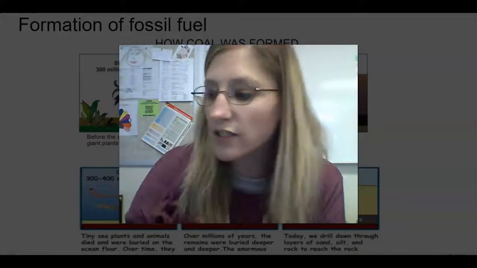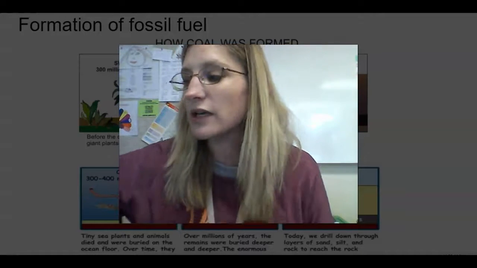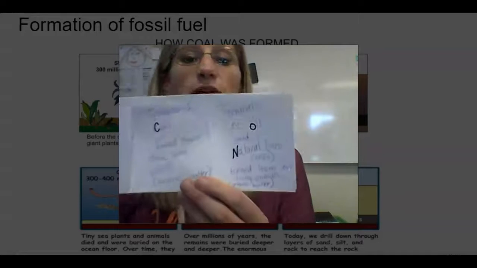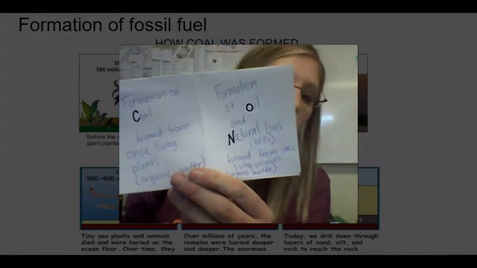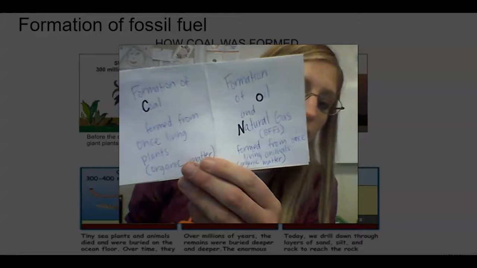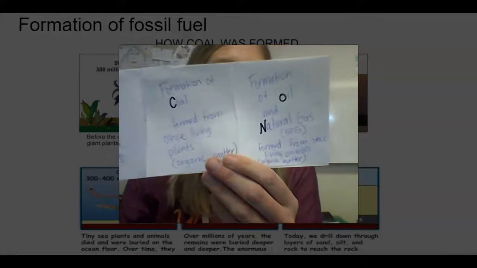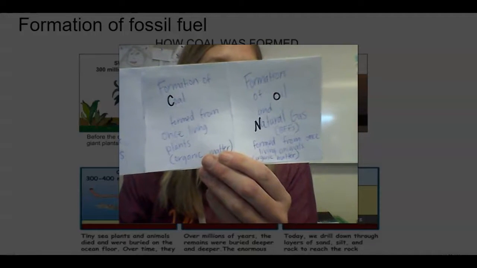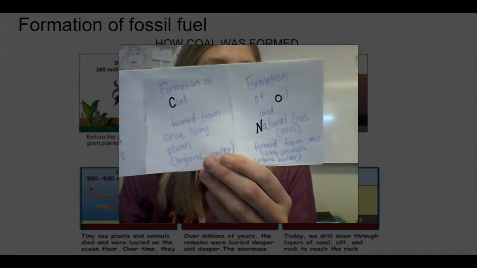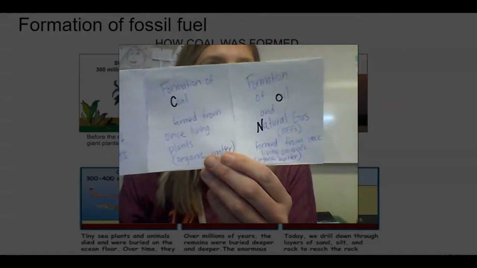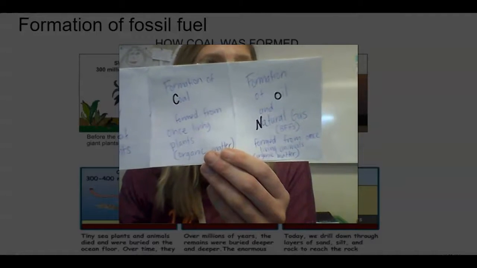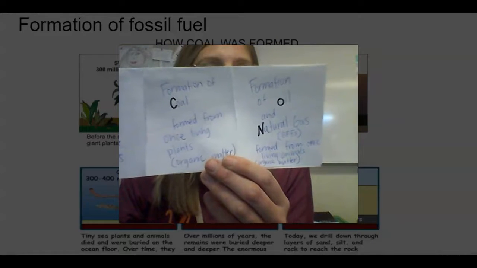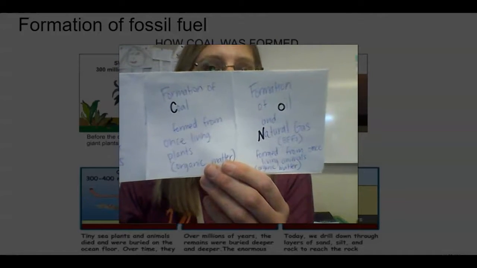So now what I want you guys to do is get your foldable out again. And we're going to talk about this is our last box we have to do. This is the formation of oil and natural gas. I put the word that they're BFFs because they're both liquids and they're both found around the same area. And they're both used for energy, like coal, right? All these fossil fuels we use for energy. And they're all non-renewable.